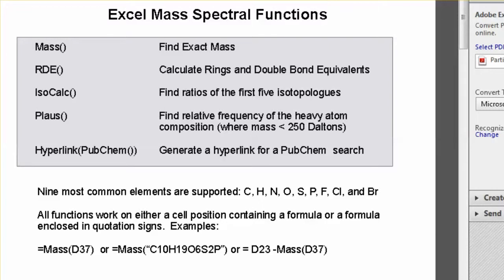I should mention that once the Excel add-in is activated, these functions are all available in any Excel spreadsheet that you're using. So you don't actually have to do partitioning to activate these.